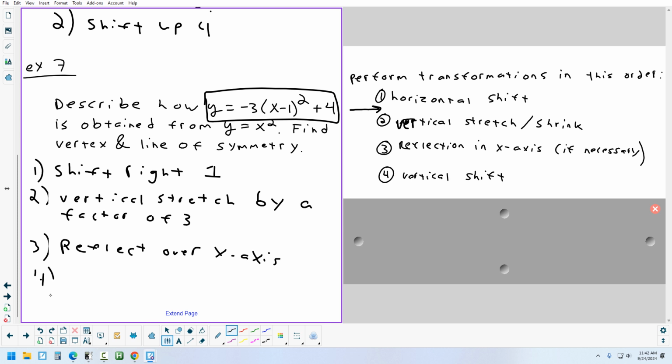Okay, and the only thing we haven't used yet is the plus 4. Gracie, what's the plus 4 going to do? It's going to shift up 4. Yep, so shift up 4. Okay, any questions on that one?